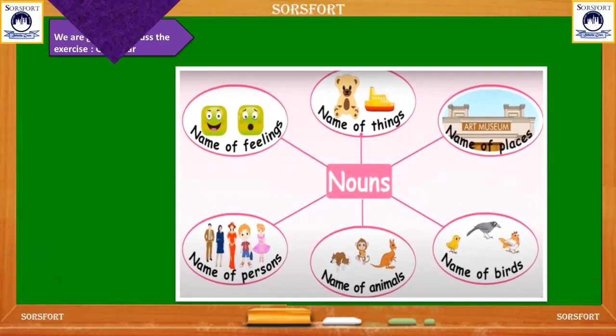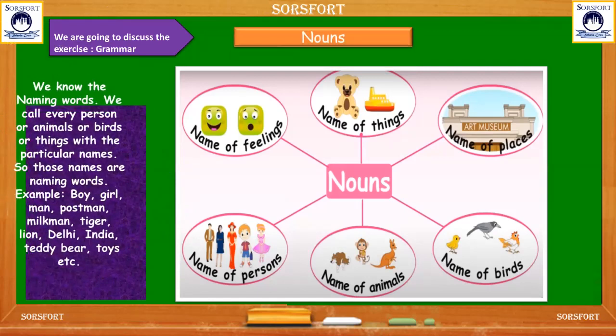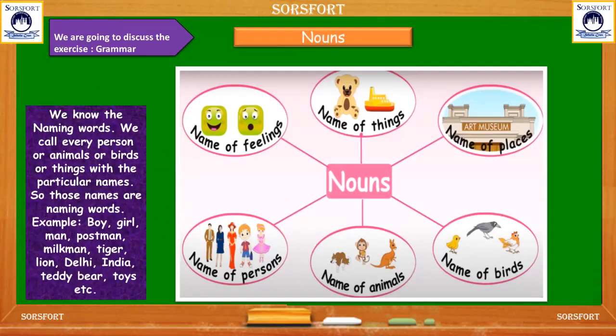So now, let's start with nouns. What are nouns? Any idea? We know they are the naming words. We call every person or animal or bird or thing with particular names. So those names are naming words. Example, boy, girl, man, postman, milkman, tiger, iron, Delhi, India, teddy, teddy bear, toys, etc. These all are names of places, feelings, things, persons, or names of animals or birds. So these are called naming words or nouns.